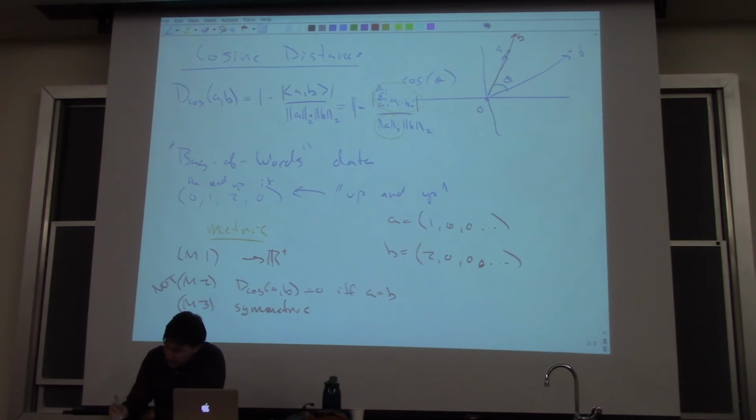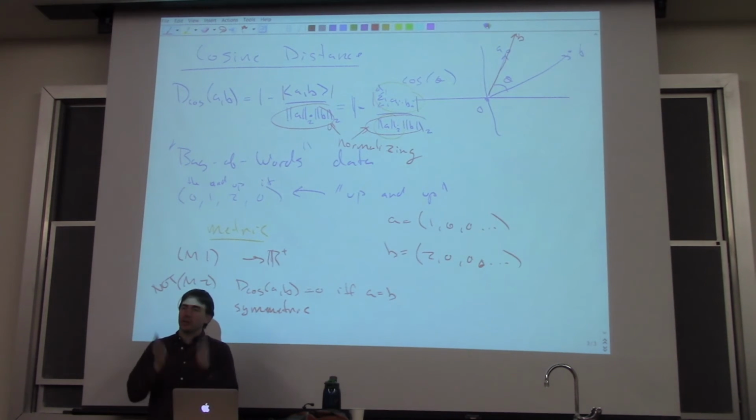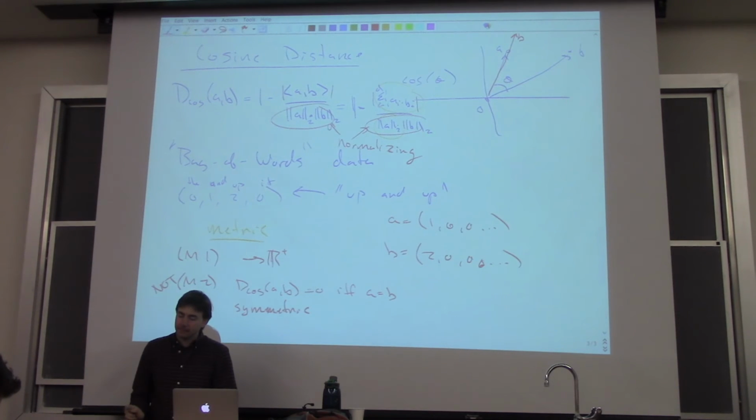That's what this normalization part here is doing. This is normalizing the data so that I don't care about the magnitude. The magnitude of the vectors doesn't matter anymore, just which set of words direction they are pointing in. Okay, so it's not a metric, but it's still very useful.